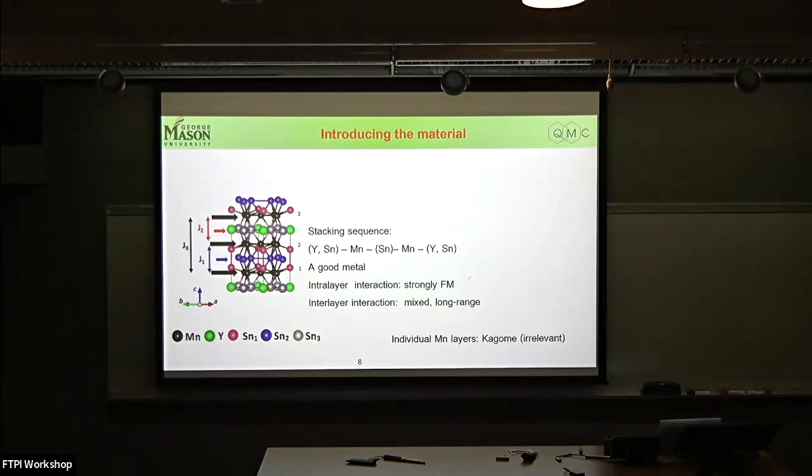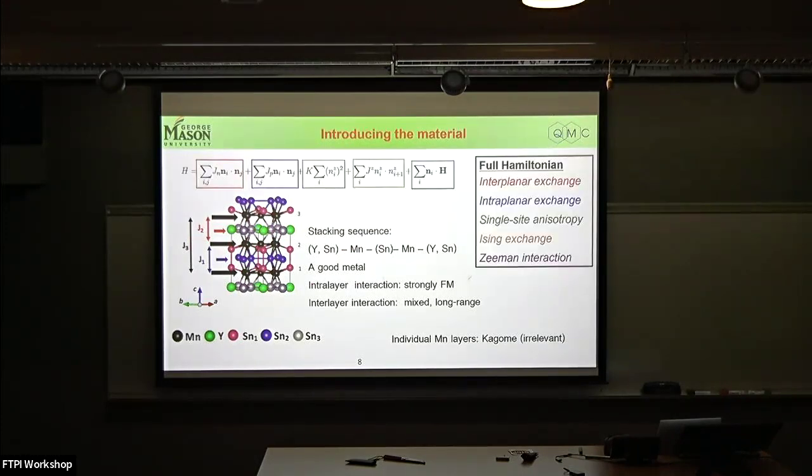So this is the material, right? The black balls are manganese, and you can see that there are two different spacer layers. One is mixed yttrium and tin, they're ordered. And then there is one which is pure tin, this blue thing here. It turns out that J1 and J2 interactions are antiferromagnetic, and there's also J3. They're frustrated, and because of that, it forms this spiral.